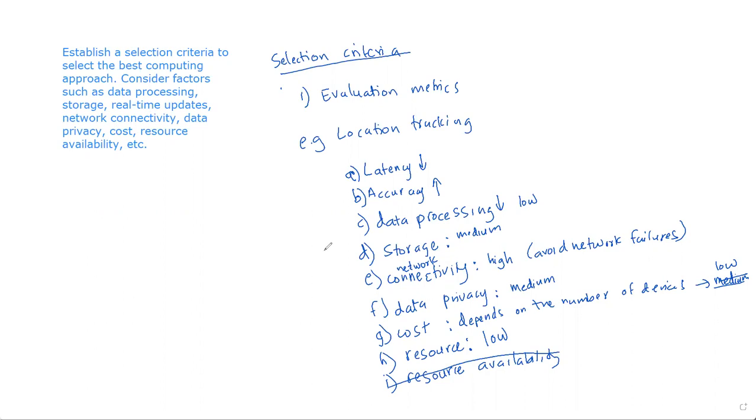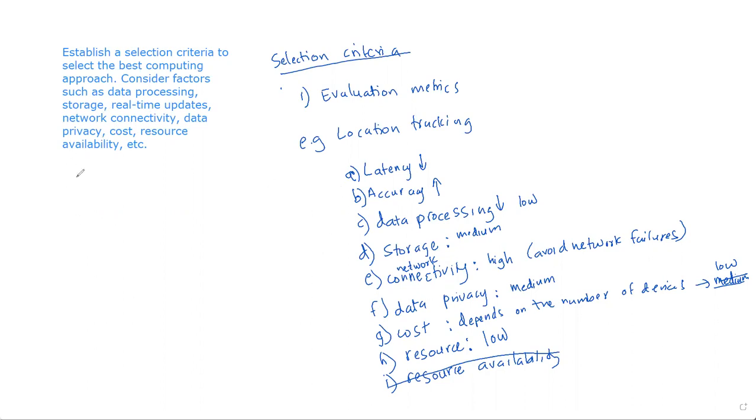Madam, the question is not clear. It means out of 3 computing methods, we have to select one. It means whether it is fog, edge, or cloud, for this kind of location tracking, we have to select one. The question is not clear, madam.